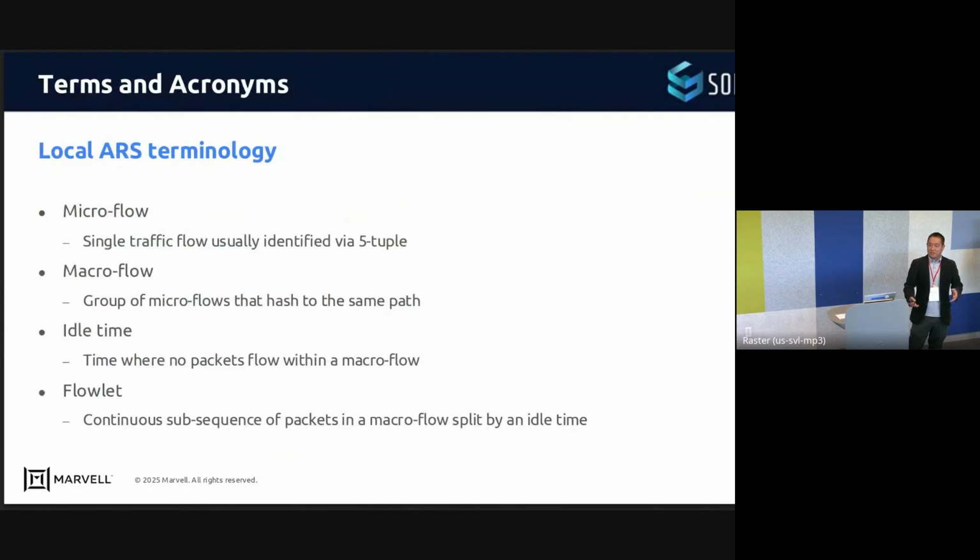Before we get into the nitty-gritty details, we wanted to go over some basic terminology so we're all on the same page. We have something called a microflow, which is identified by our standard 5-tuple, which is usually a single traffic flow. A group of microflows are grouped within a macroflow, as those flows are going along the same path. And to divide each of the microflows, we usually have a concept of an idle time. After each idle time expiration, you have a concept of a flowlet, where these macroflows are divided into flowlets, and they can switch from one path to another, depending on the idle time expiration.